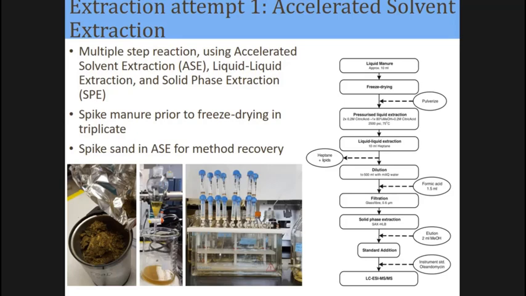In the end, you have 5 milliliters of this extract that should contain your antibiotics as well as whatever else is contaminated from your manure. Then you dry that down because it's at too low of a concentration to measure, and you reconstitute it at a smaller volume so that you can actually see it on your machine. So that's this process.